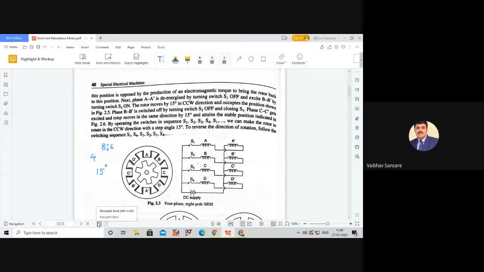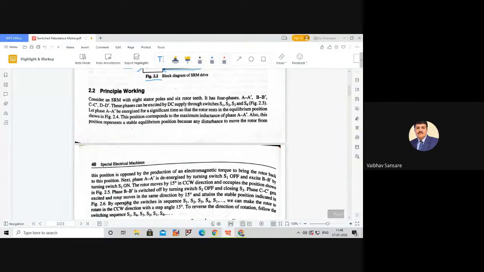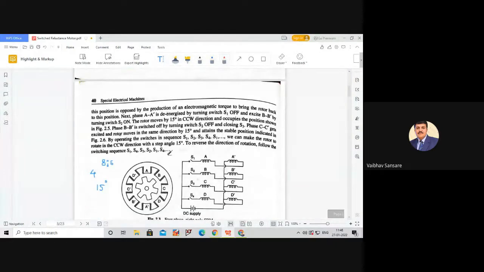Now, a total of 8 stator poles are there, and these 8 stator poles carry concentric coils. We connect diametrically opposite coils in series so that 4 phases are formed. We represent these 4 phase coils as AA dash, BB dash, CC dash and DD dash respectively.